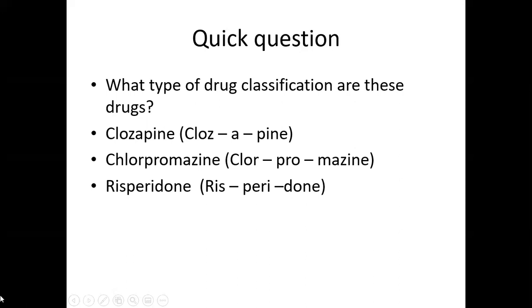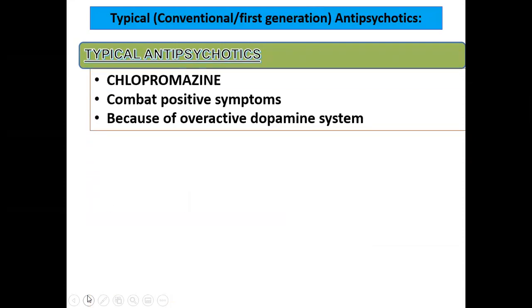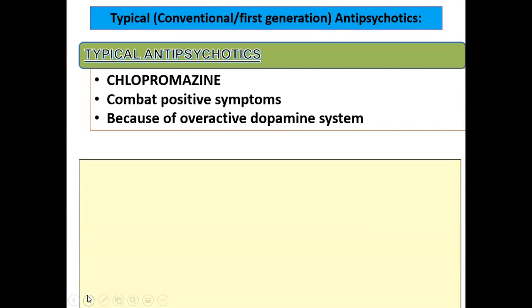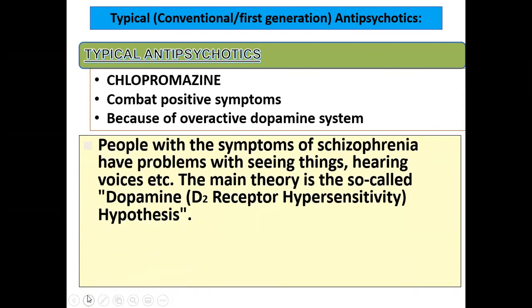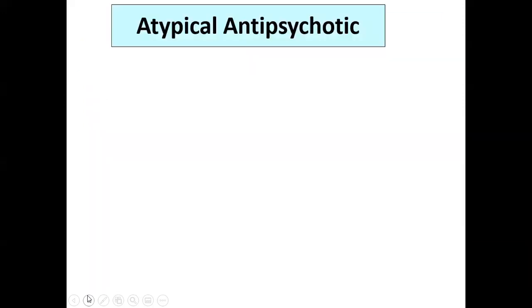So just to do a quick recap on two of them, typical and atypical, we've got chlorpromazine. It's to combat positive symptoms because of the overactive dopamine system. It binds to the D2 receptors to help reduce the hypersensitivity of them and then bring back balance. And therefore, we know that it targets that one specific neurotransmitter, so that's why it's typical, to help reduce the positive symptoms.